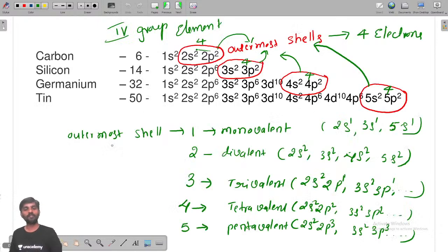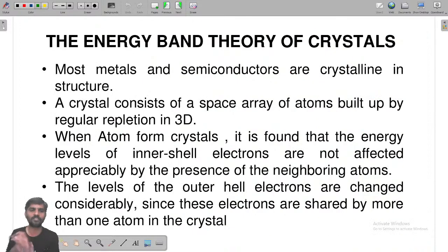So till now we have identified how to know the electrons, that is electronic configuration. Hope you understand how the electrons have come. Now, a very important concept we have to discuss is the energy band theory of crystals, which is the most important topic.